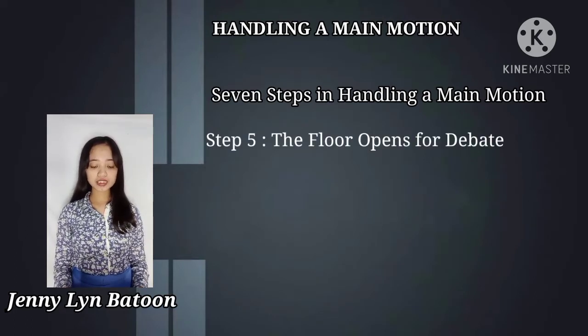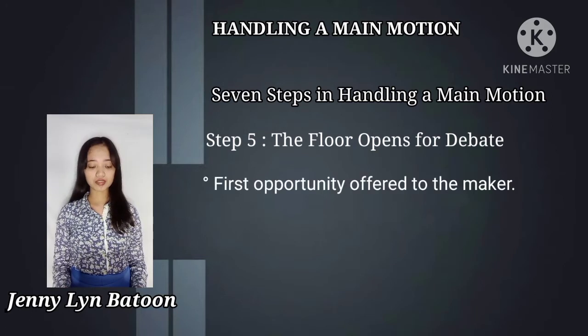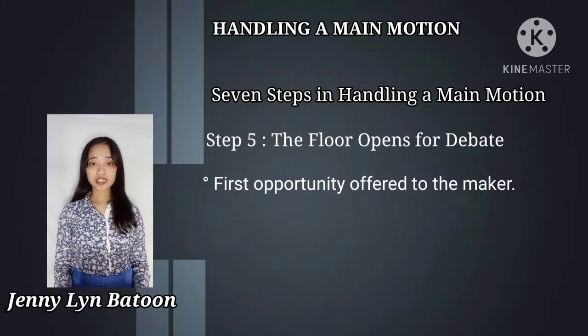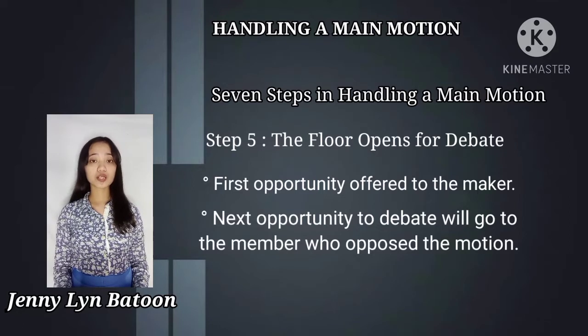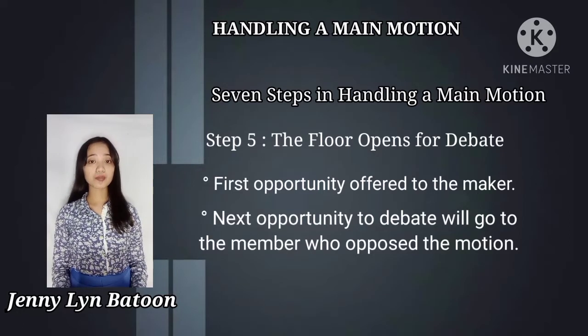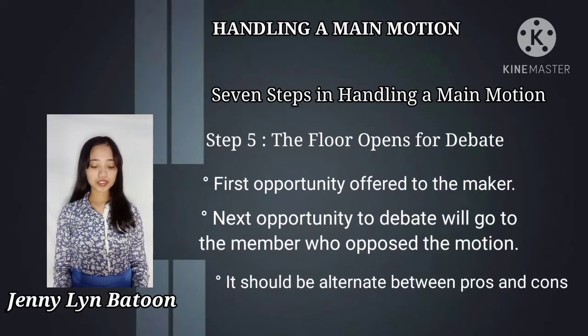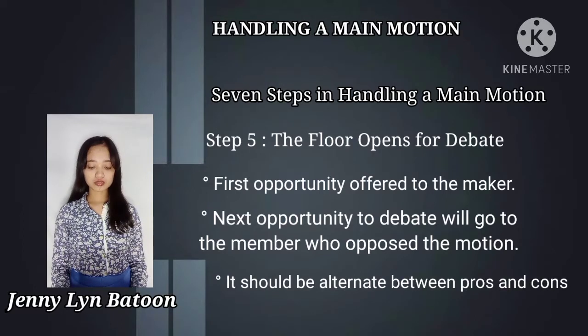Step 5. The floor opens for debate. Now that the motion has been restated, the floor is open for debate. The first opportunity is offered to the maker to explain the reason behind making the motion. The chair should ask the maker if they would like the first pro, and the maker will accept, decline, or pass to another member. The next opportunity to debate will go to a member who opposes the motion. It should alternate between pros and cons until all the members who wish to speak have done so.